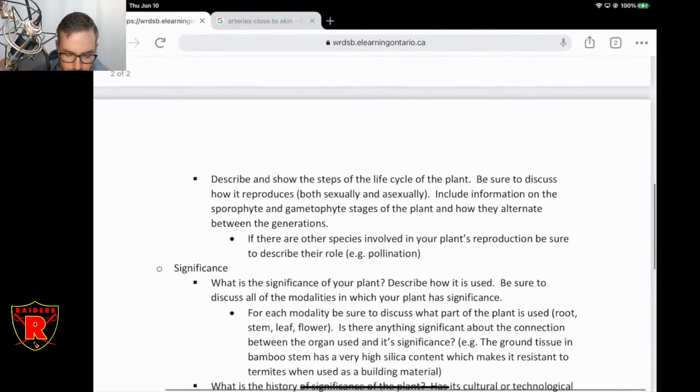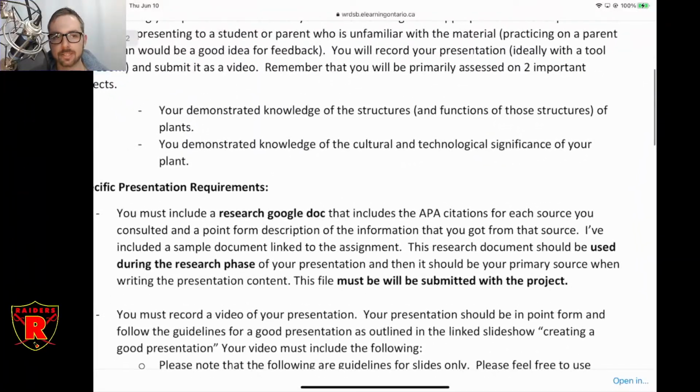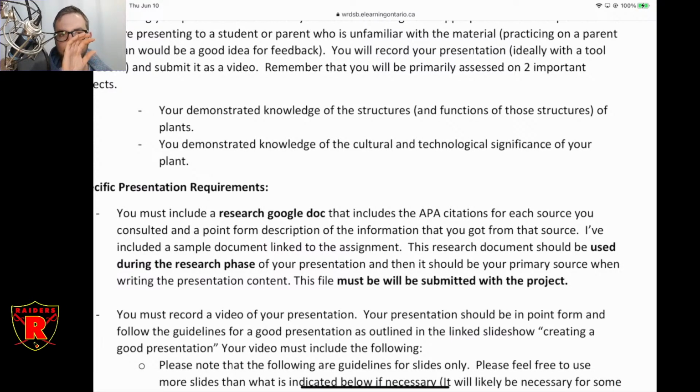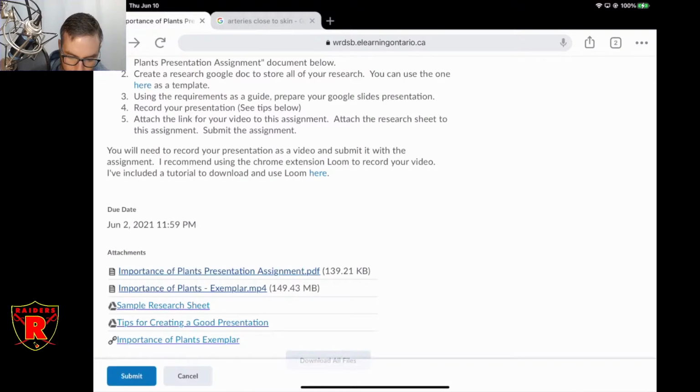Don't forget that for all of these research projects, you need to have a research document. It's the exact same research document that you would have used for the medical technology assignment, where you're going to include the APA citation and then point form. In your own words, you're going to describe the information that you gain from each source. And that has to come in with your project. It's required. And that is the project.